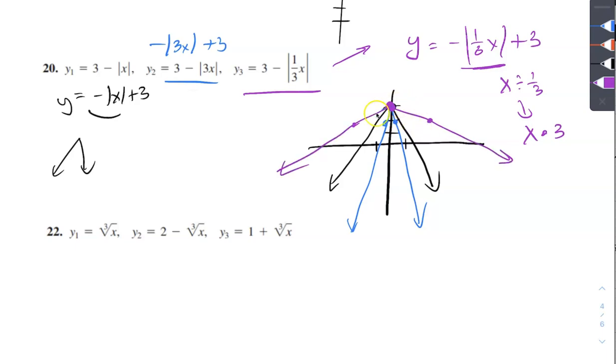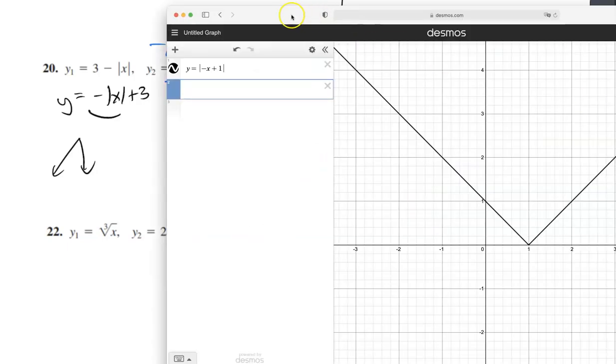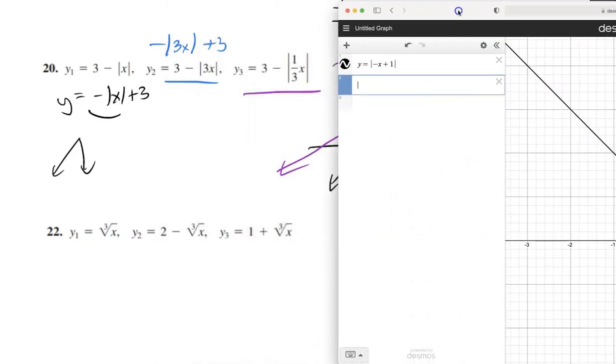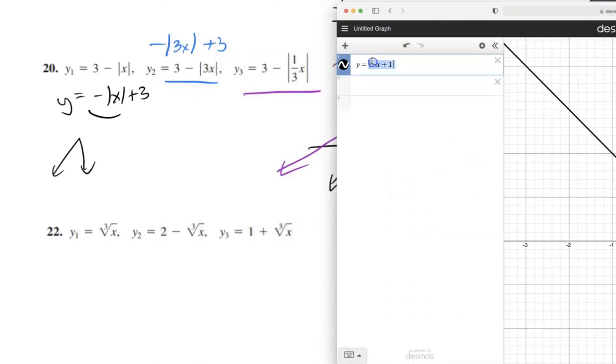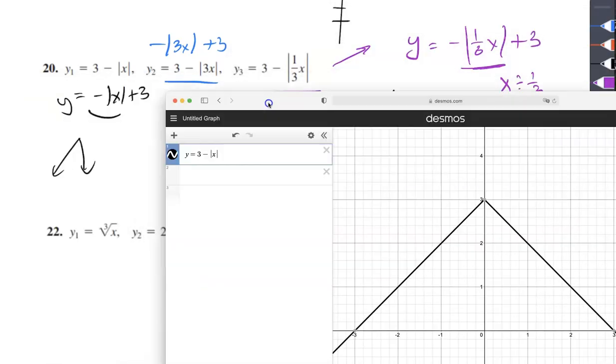Ish. That's not my best graph, but that's the idea of what it looks like. Again, we can check our work using decimals or a calculator. I want to check if I'm right or not. So this would be 3 minus absolute value of x. Right, so pretty close. That's what mine looks like.